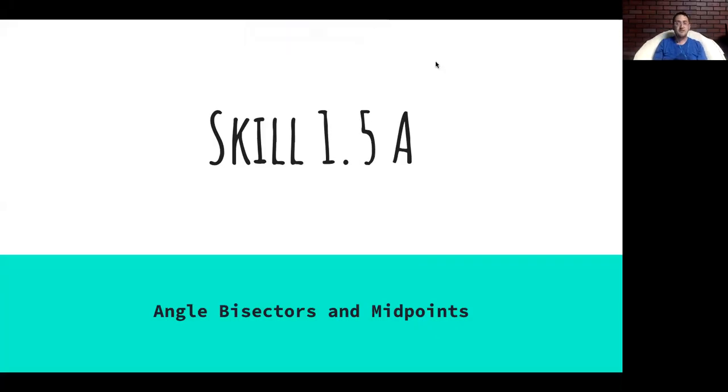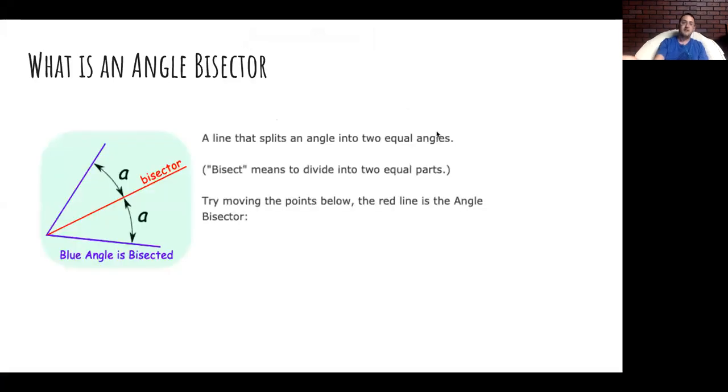Hi, ladies and gentlemen. We are going to be doing skill 1.5A, which is mainly focused on angle bisectors, and 1.5B will be on midpoints. So basically, we hear about midpoints and bisectors because they're the halfway points and they create two congruent segments or two congruent angles. Let's take a look here at an angle bisector.